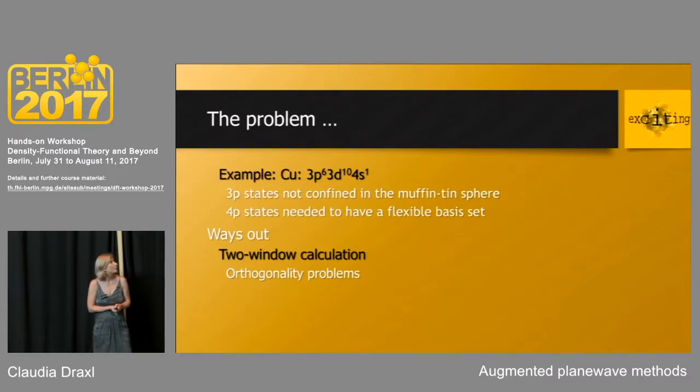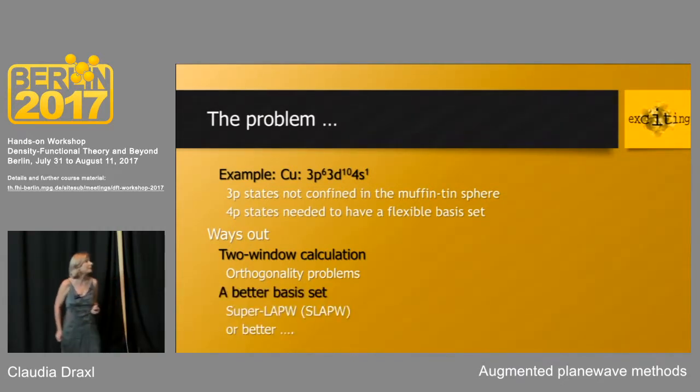So how do we deal with this? In former times, we had two window calculations. So just say, okay, I do a software Hamiltonian for one energy range where the 3p orbitals live, and for another energy range where the 4p orbitals live. Of course, then you may run into orthogonality problems because you solve them separately from each other. But as I said, this is history, and now we have overcome this problem.